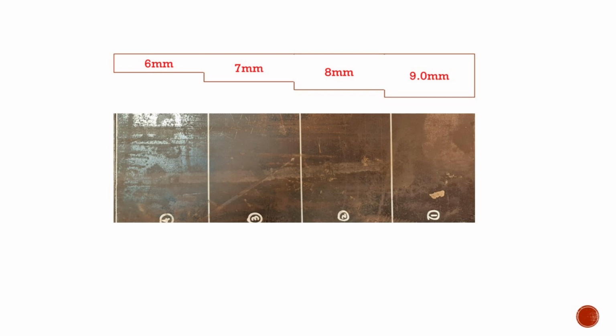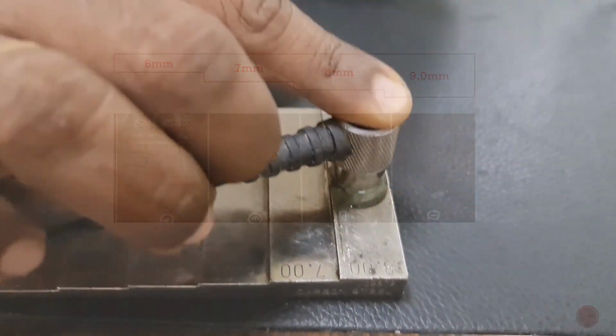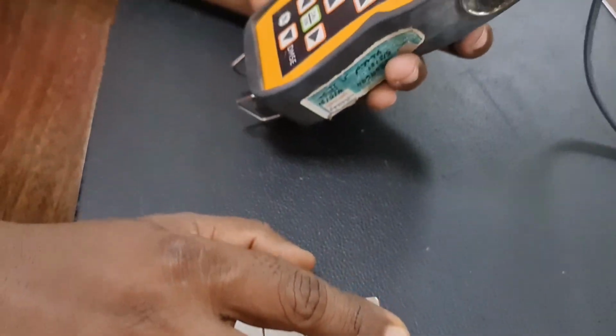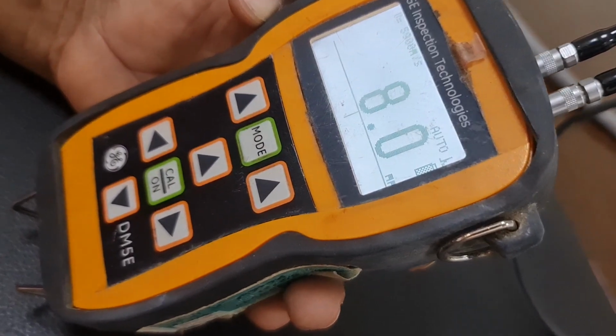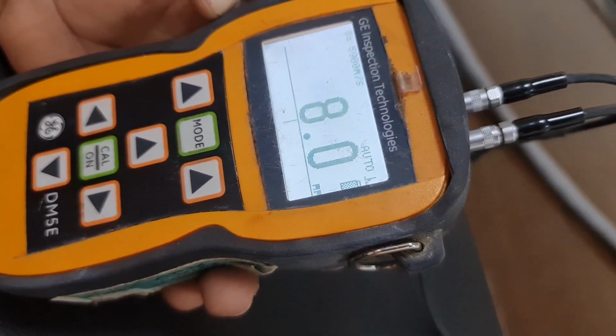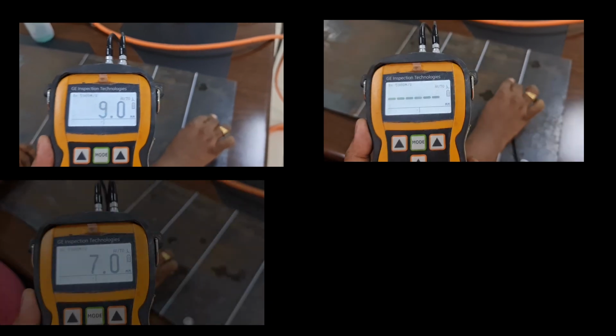So our idea is to measure the steps with EncoTest and see how it responds to these thickness variations, how good is the data. Before starting, let us confirm the thickness with a UT thickness gauge. So let's move for the quick calibration. The UT gauge is calibrated now, and let us move to the steps.